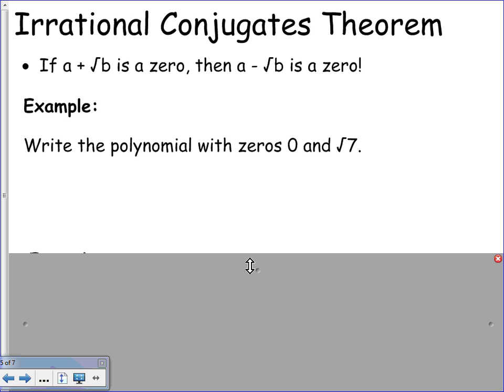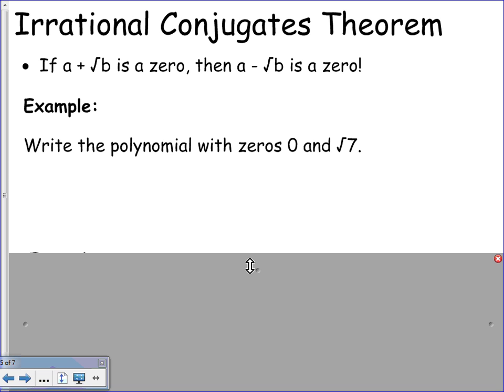Okay, here's an example. Write the polynomial with zeros, 0 and square root 7. How many zeros am I giving you? 2. How many must there actually be? 3. 0 is fine all by itself. It's not irrational. However, the square root of 7 is there. What also needs to be there? If there's a positive square root of 7, there's also a negative square root of 7.